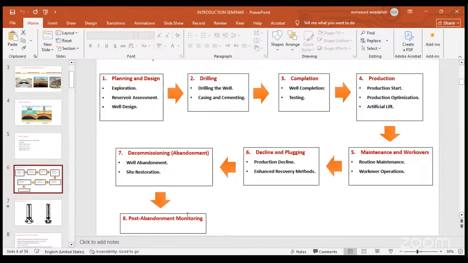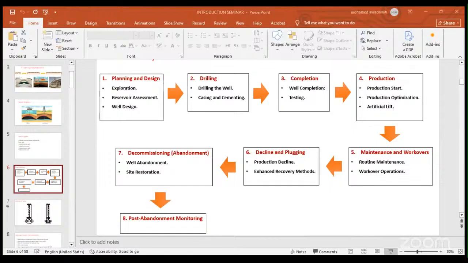So moving to the next slide, we have the well life cycle. We now will discuss the life cycle for a well itself. We discussed the life cycle for the reservoir, which starts from the exploration phase, passes through the development and production phases, and ends with the plug and abandon phase. But now we will discuss the life cycle for the well itself.